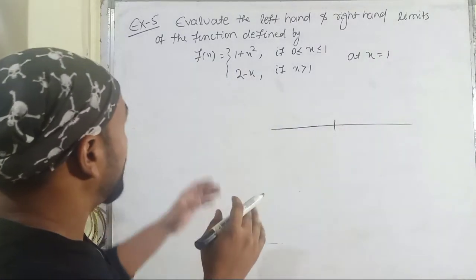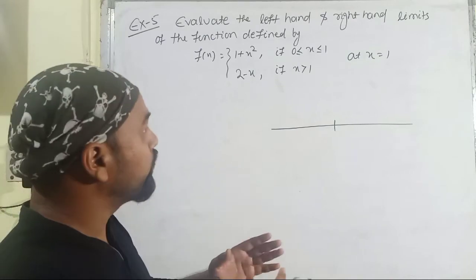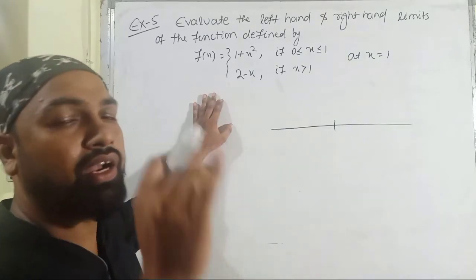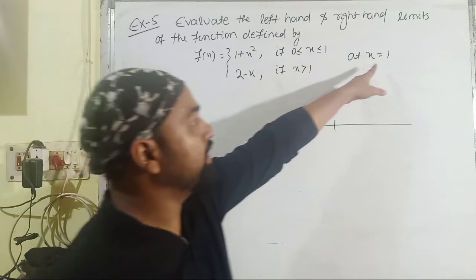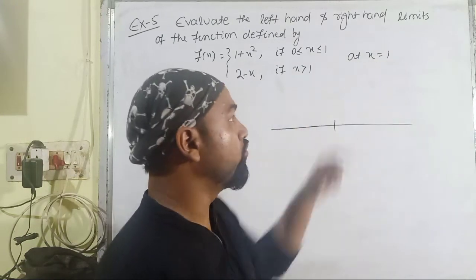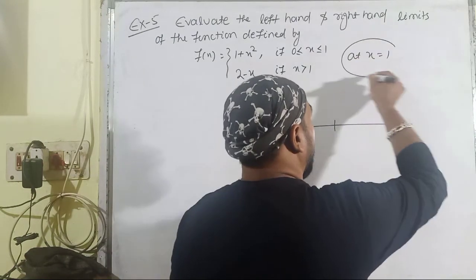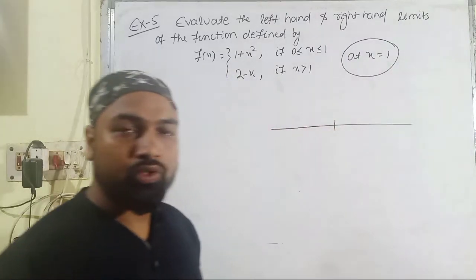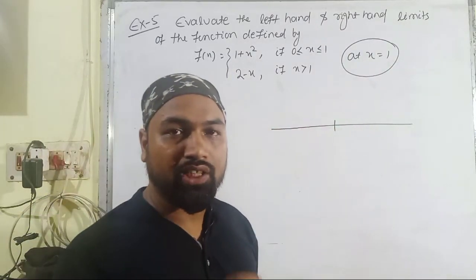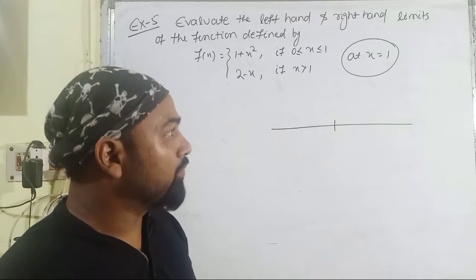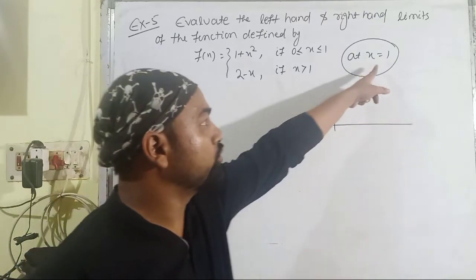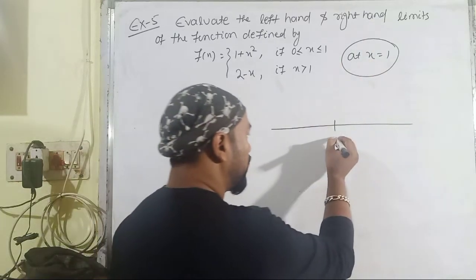First of all, find out the point at which we have to find the left hand limit and right hand limit. So the point is x is equal to 1. That means at the point 1 we have to test the behavior of the function f of x. That means we have to find the left hand limit and right hand limit using the point x is equal to 1. So here it is 1.